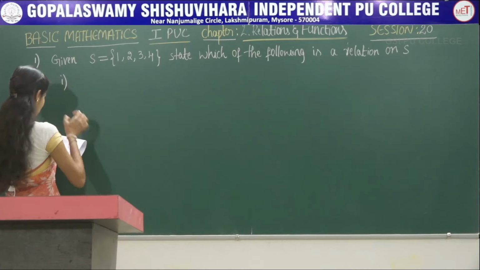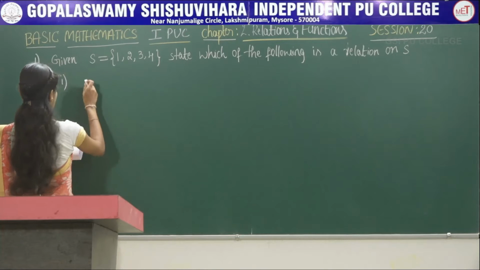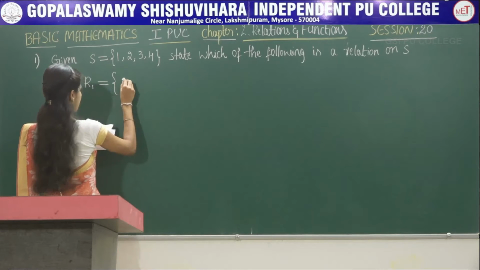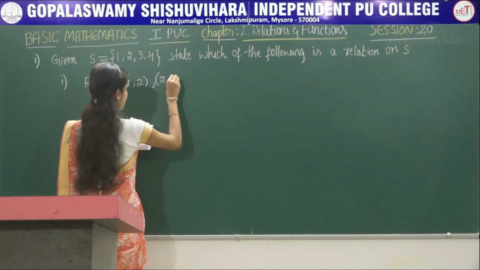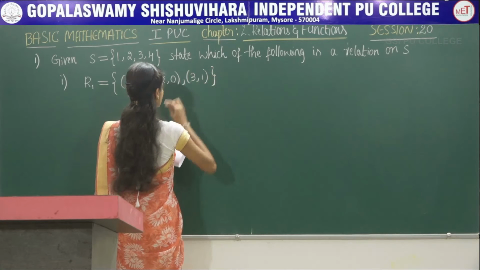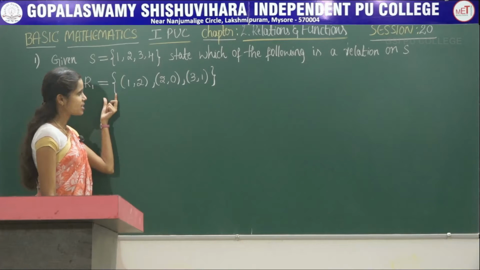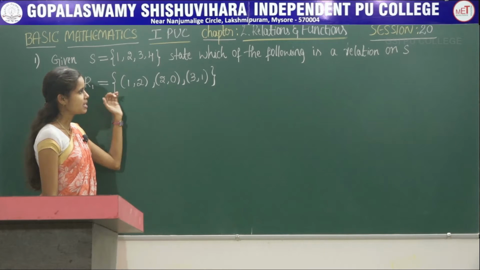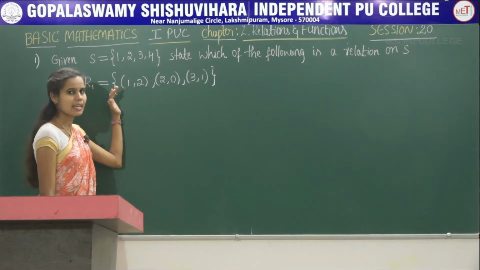First sub question: R1 is equal to the set of all ordered pairs (1, 2), (2, 0), (3, 1). So here a set is given, R1 is a set of ordered pairs. Here we want to verify whether the given set is a relation on S or not.